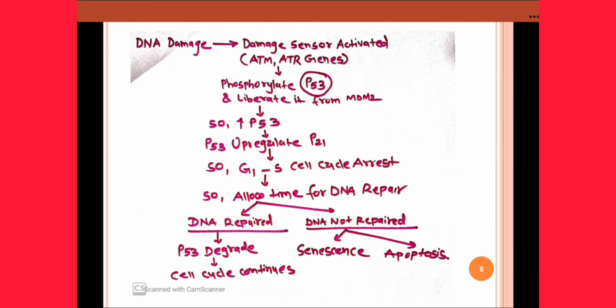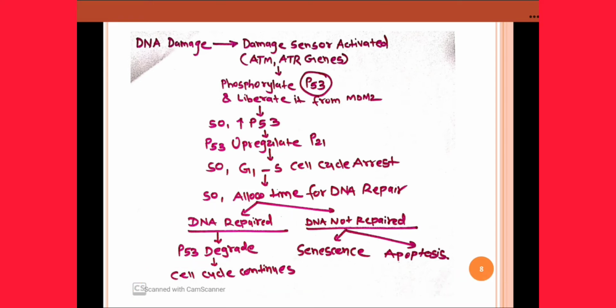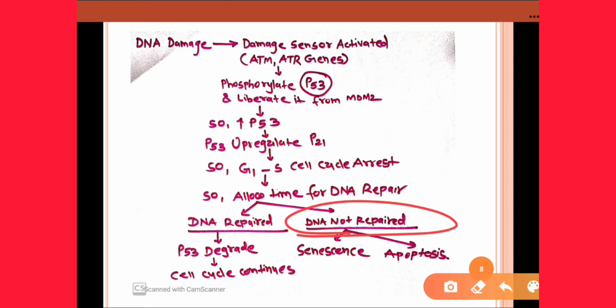So now it will help in DNA repair, and once the DNA is repaired, the P53 will degrade because there is no need of P53 after the DNA repair. So it will degrade, and your repaired cell will further move into the cell cycle. So the cell cycle will continue after the repair. But guys, this is not the scenario every time. Sometimes your DNA cannot be repaired by the P53. Sometimes DNA will not get repaired.